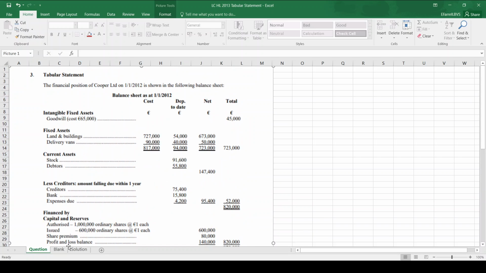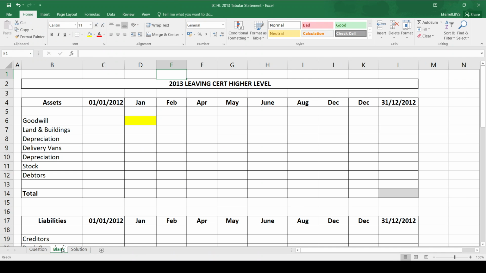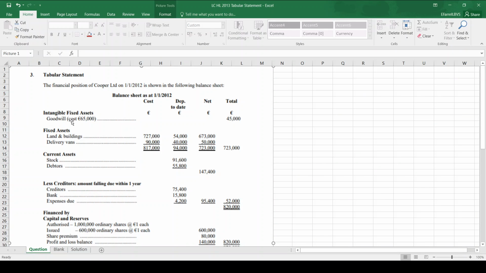So to start off, first of all, we are going to input our opening balances. These we will get from the balance sheet. First of all, we put in our assets, our intangibles, our tangibles, and our current assets. Now, when we are putting in the fixed assets, we're going to put in the cost as a plus and the depreciation as a minus, and they will give us the net book value.